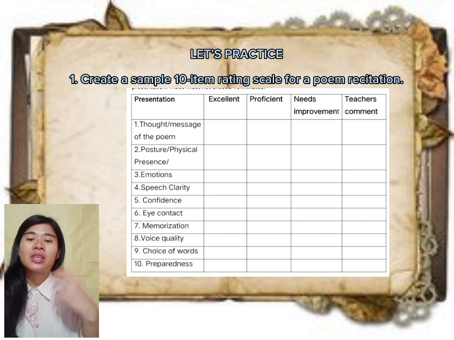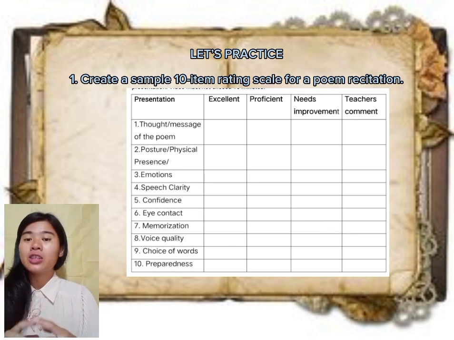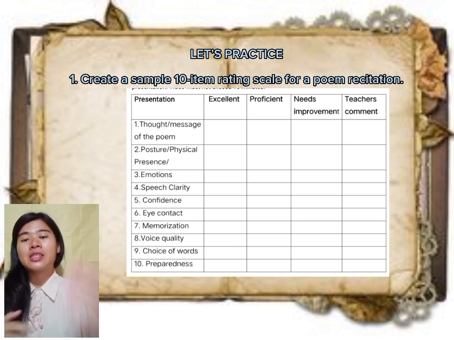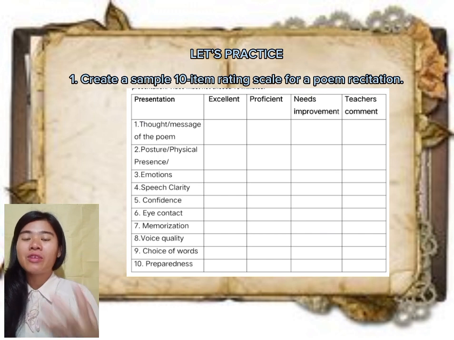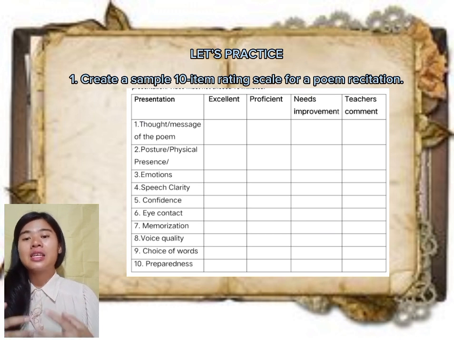The first one is the thought or the message of the poem. What does the poem talk all about, or is the title relevant with the poem or the message. And then the posture or the physical presence, on how the person is presenting himself or herself in front. Next is the emotion, on how he used his emotion to convey the real feelings or the thought or the emotions that are portrayed in the poem.